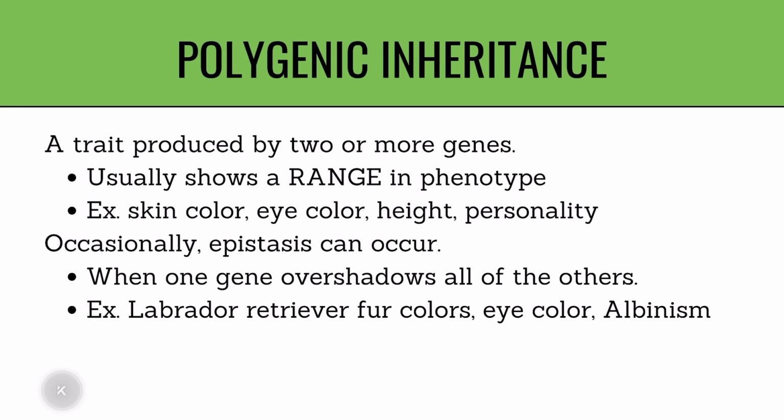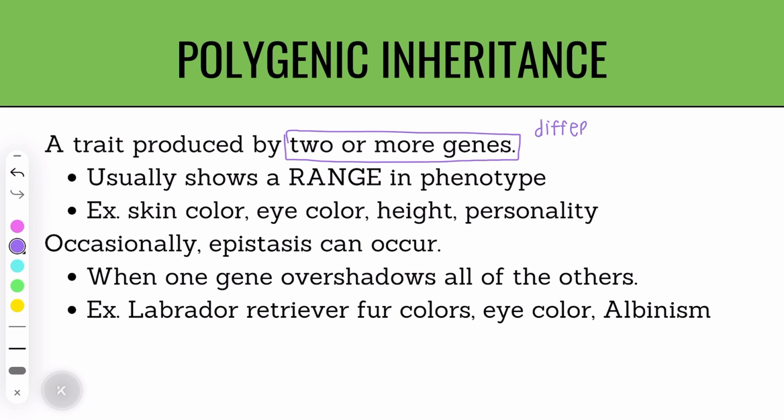Okay, up next is polygenic inheritance. The prefix poly means many. Genic is referring to genes here. So this is a trait that's produced by two or more genes. It's really important that you understand two or more genes. This is different than multiple alleles. You have to know the difference between gene and allele to understand this.